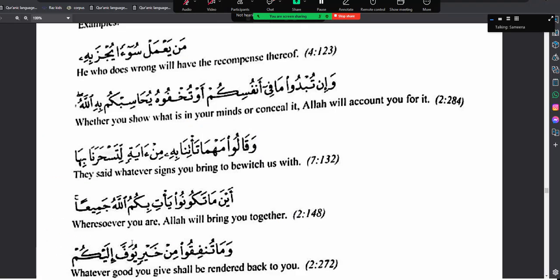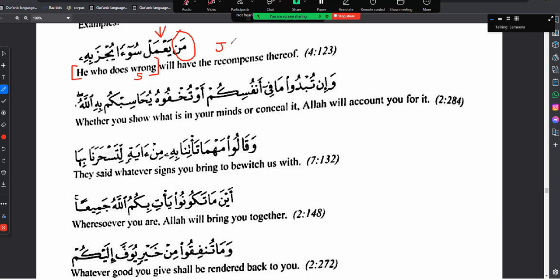Now let's take examples from the book. من يعمل سوءا يجزى به. So now tell me which is the conditional article and what is happening. Okay, very good. Man, what is it making? Okay, and which is the shart part in this ayah? Shart is he who does wrong. Okay, so this is the shart part, and will have the recompense thereof. This is the jawab shart.